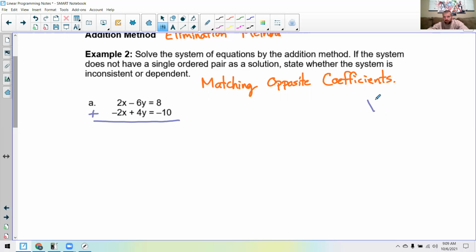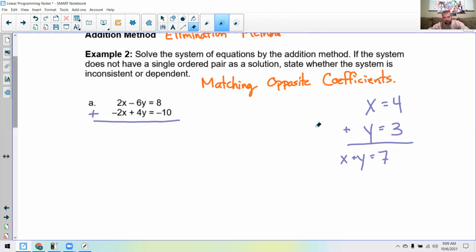If I had, a real simple example, x equals 4 and y equals 3, I can add these equations together and the answer will make sense. X plus y on the left-hand side equals 4 plus 3. Well, if x is 4 and y is 3, isn't x plus y equal to 7? Yeah. So I can add equations, and if I do it correctly, the result will also be true. No difference here. You're just going to combine like terms: x's with x's, y's with y's, and constants with constants.